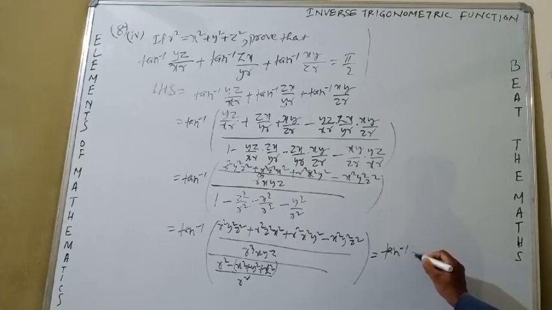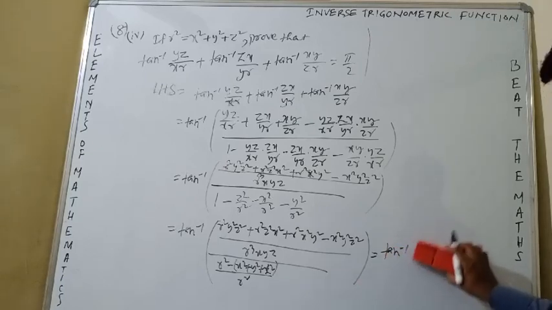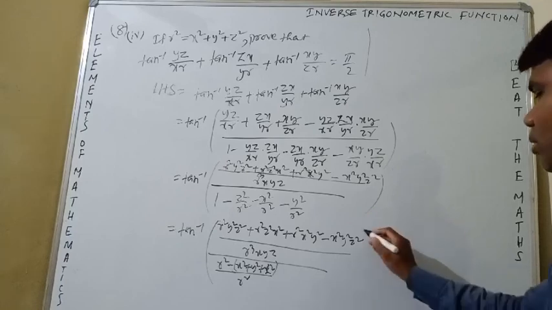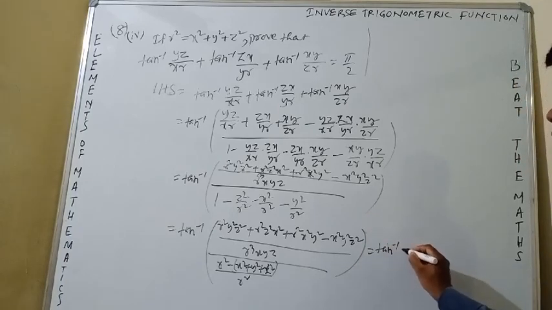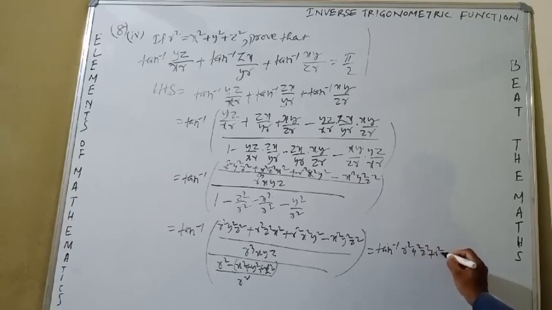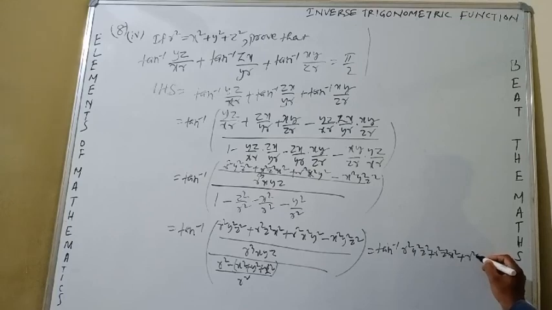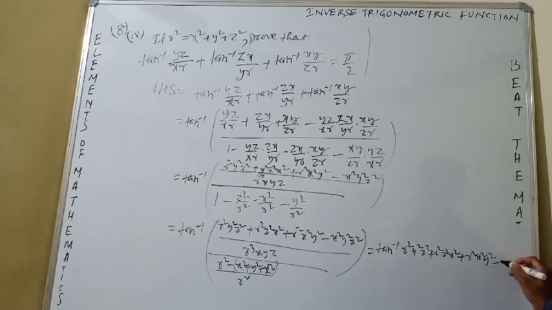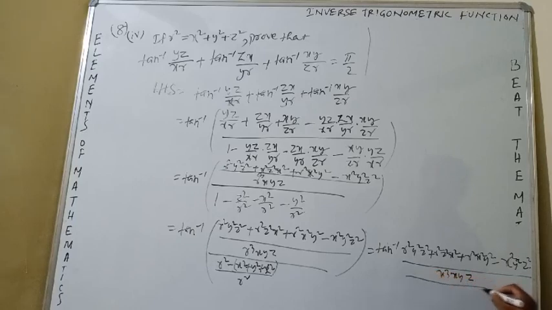Is equal to tan inverse r square y square z square plus r square z square x square plus r square x square y square minus x square y square z square, divide r cube x y z, divide by 0.